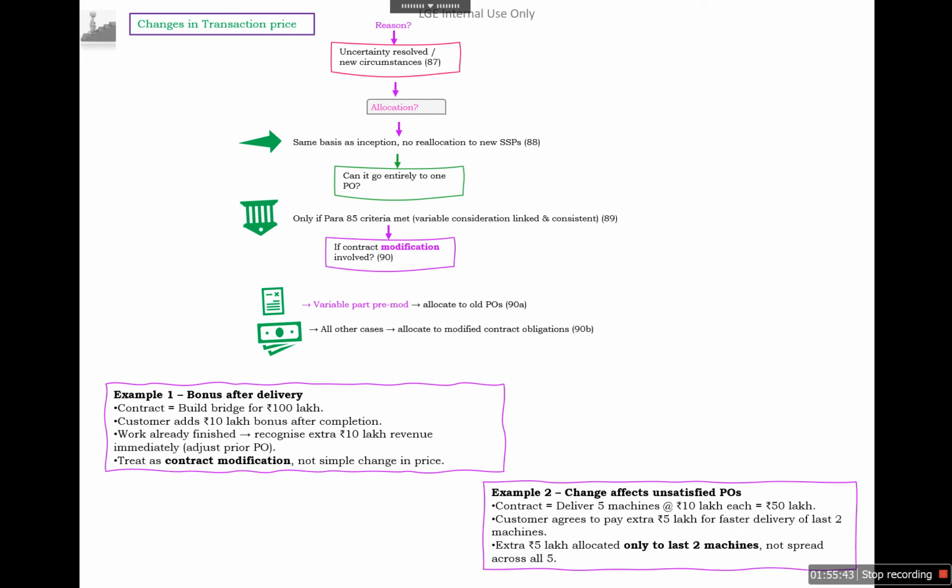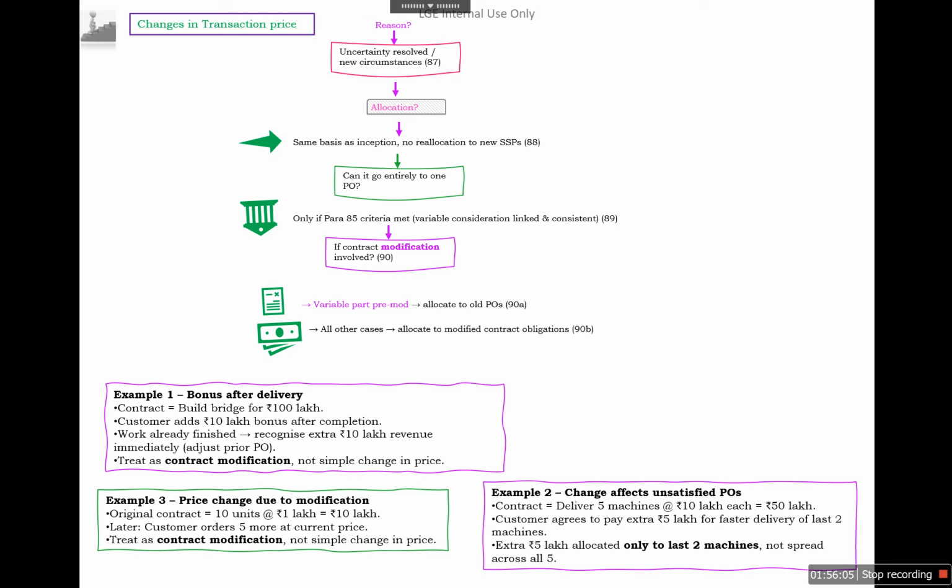A second example: the contract is to deliver 5 machines at rupees 10 lakhs each, 50 lakhs, and the customer agrees to pay an extra 5 lakh for faster delivery. This 5 lakhs is to be allocated to the last 2 machines only, not spread over all 5, because this is for the fast delivery of 2 machines.